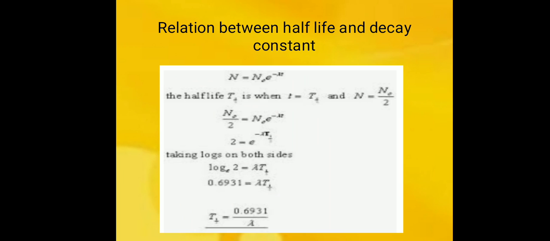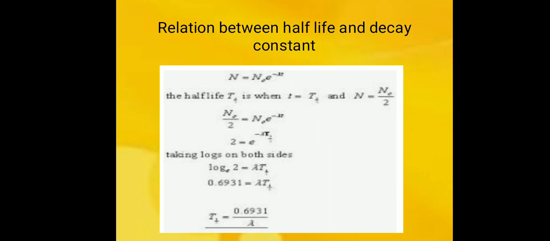Now just bring it to opposite sides. That is e raised to lambda T half on one side and on another side 2. Clear? So 2 is equal to e raised to lambda T half. Now take log on both sides. So log to the base e 2 is equal to lambda T half, because when we take log, the exponential will go. Now log to the base e 2 is what? Its value is 0.6931, which is equal to lambda T half.